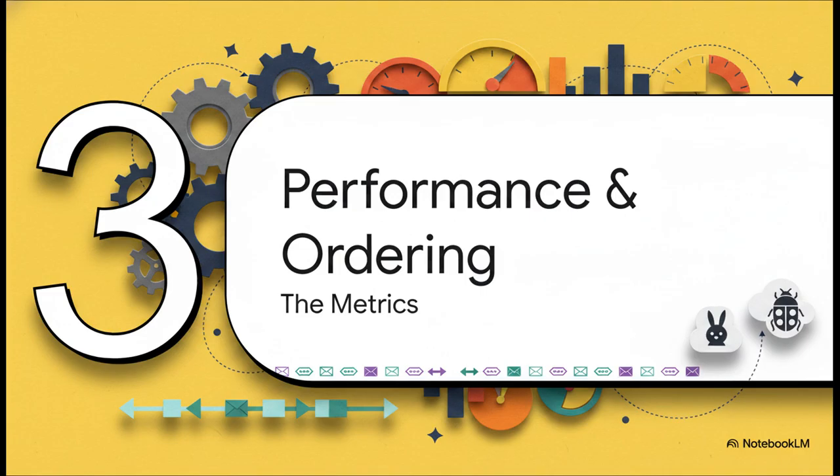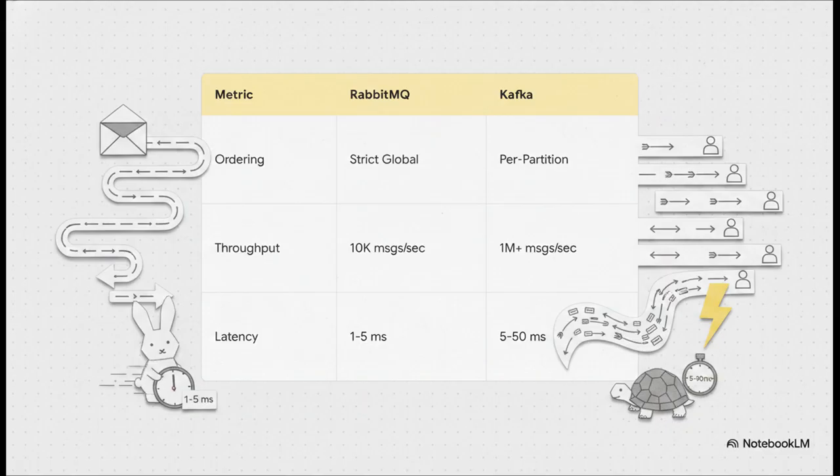Moving on to Section 3, the performance and ordering showdown, the metrics. All right, let's get into the hard numbers, because these architectural differences heavily impact performance, specifically around throughput, latency, and ordering guarantees. Let's look at ordering first. RabbitMQ gives you strict global ordering, meaning messages come out in the exact order they went in.